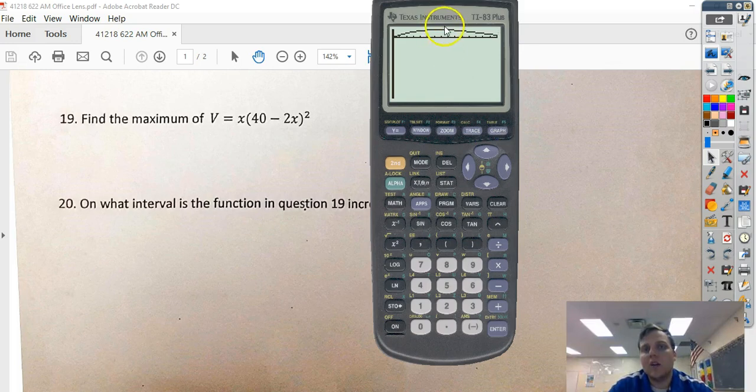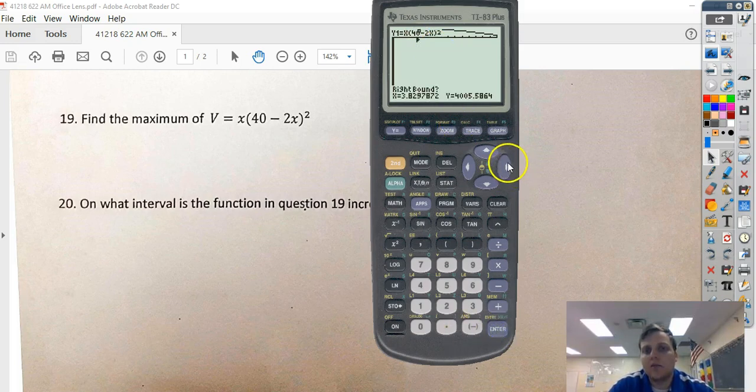So now you can tell that I have a maximum happening somewhere in here. I can hit second trace, go down to maximum, and it's going to say left bound. So you just need to move your cursor, which is probably at the very top of your calculator. That's where mine was anyway. Do you guys see my cursor right there? It's kind of hard to see, but it's right there. You know the maximum's going to be somewhere up here.